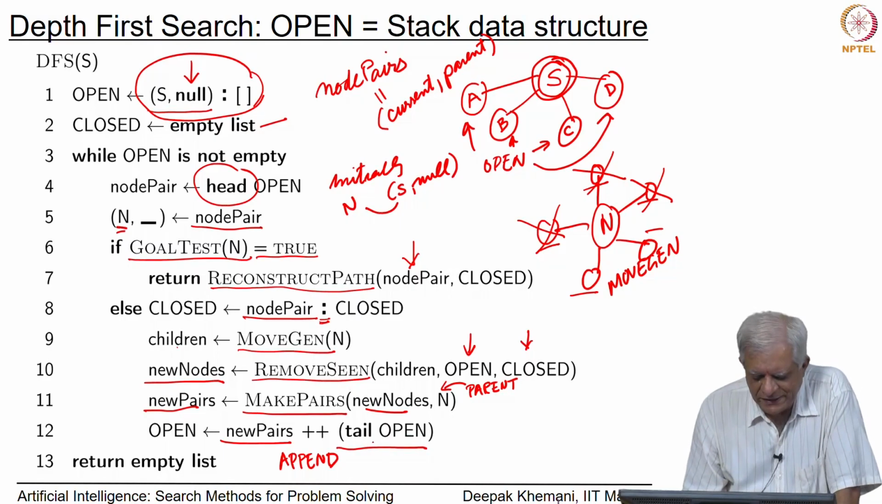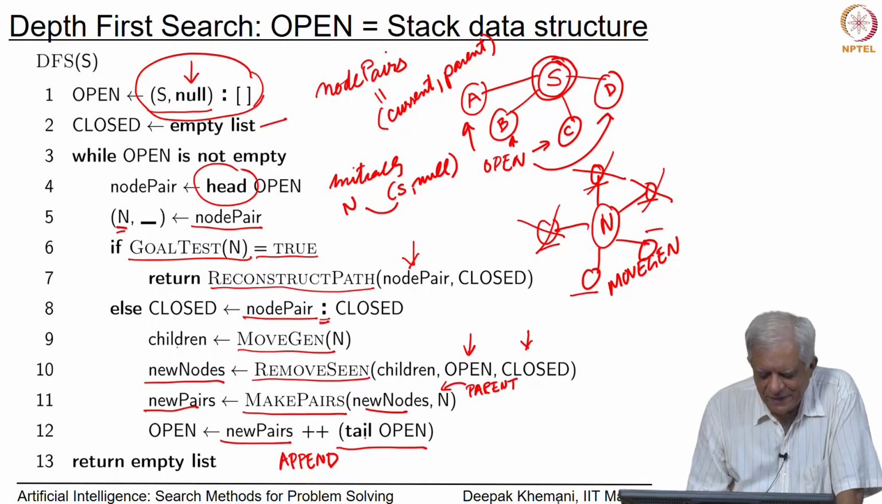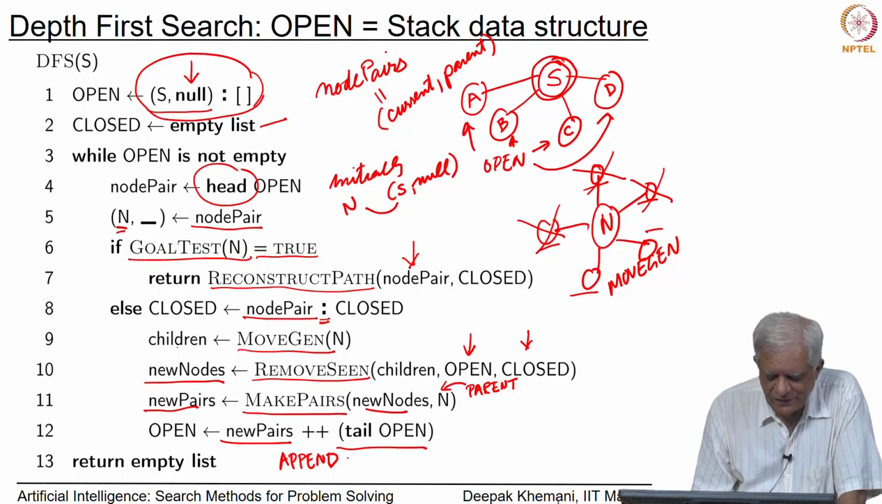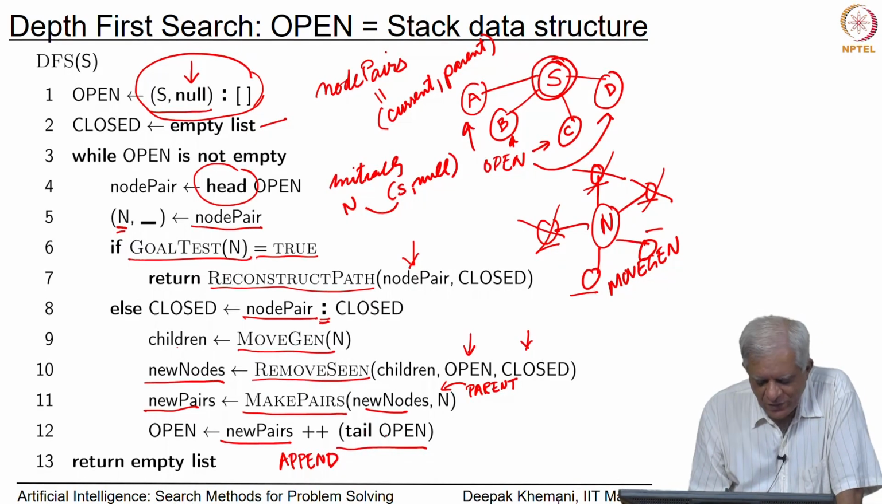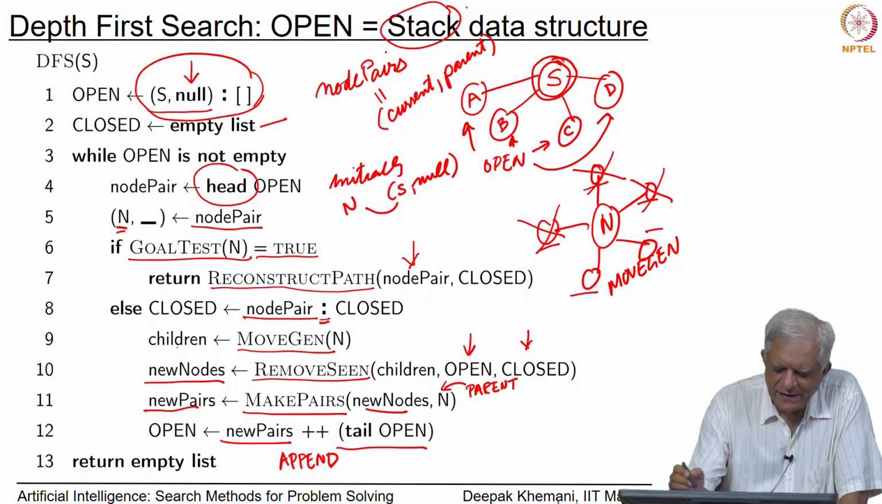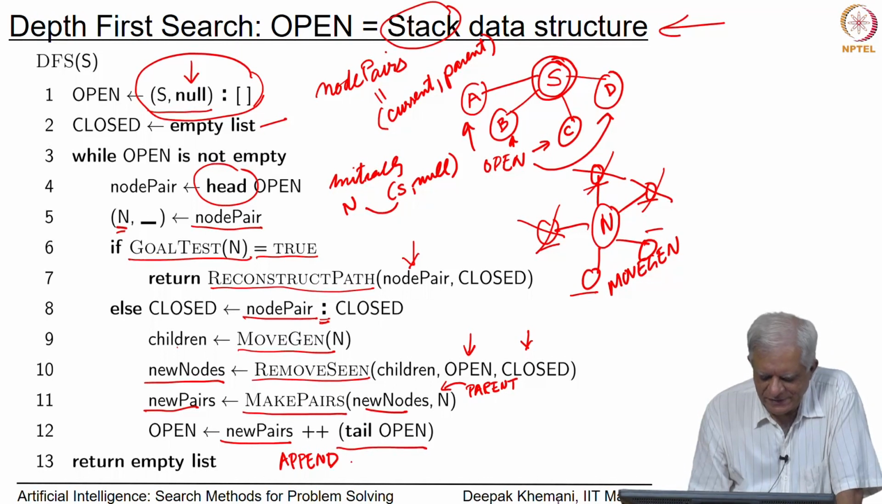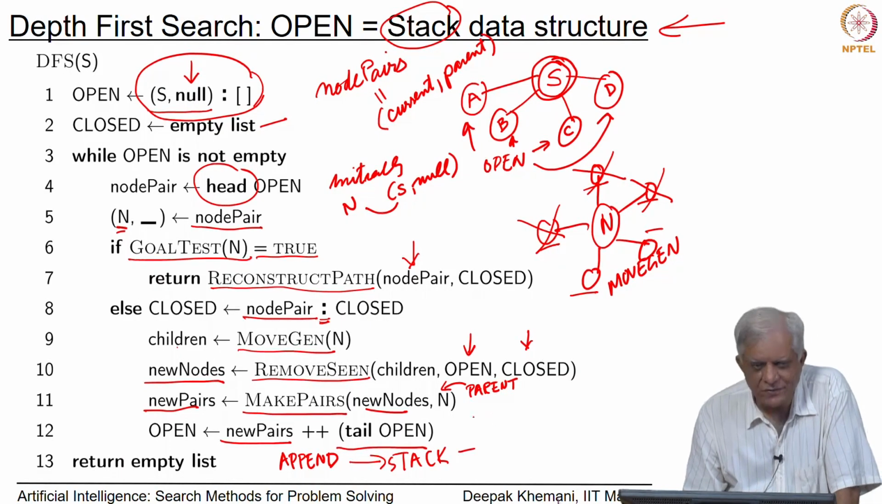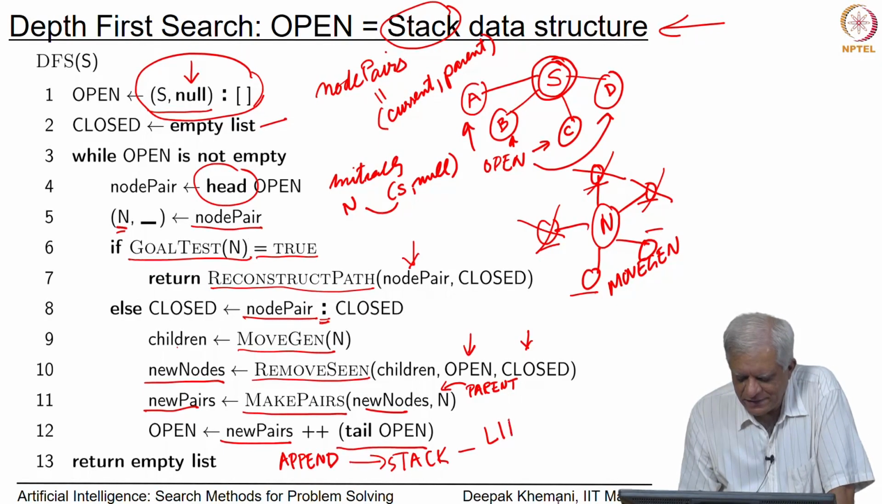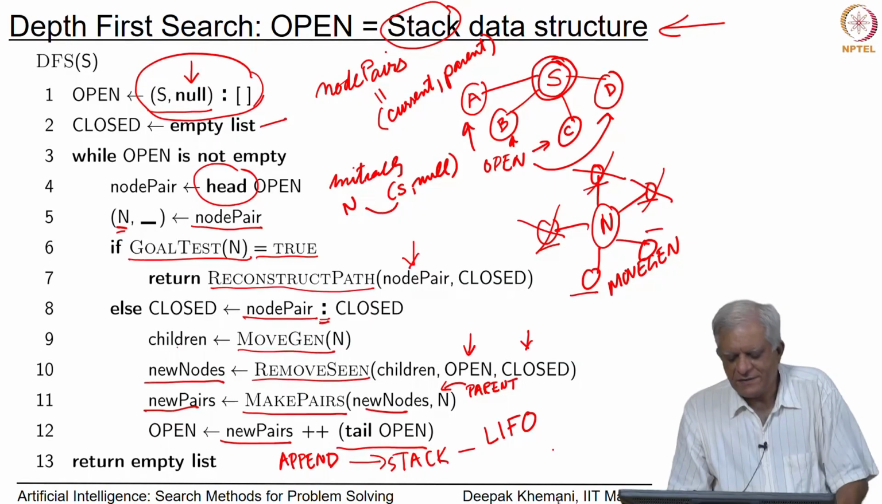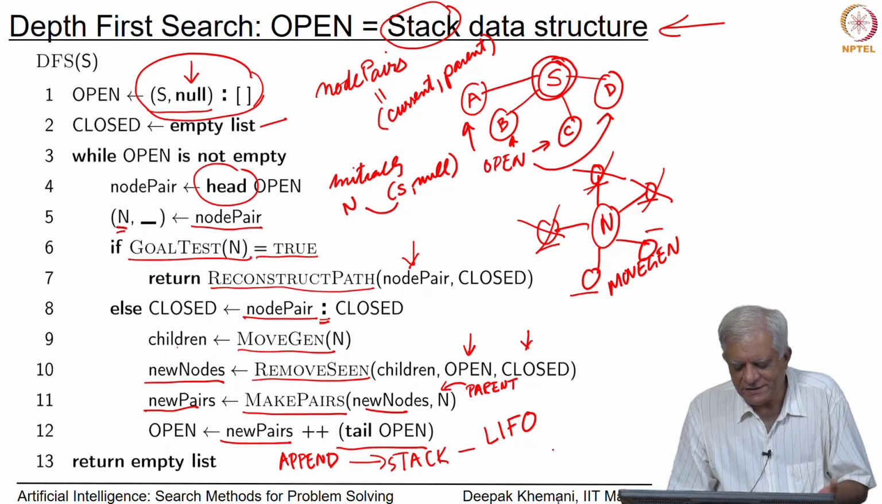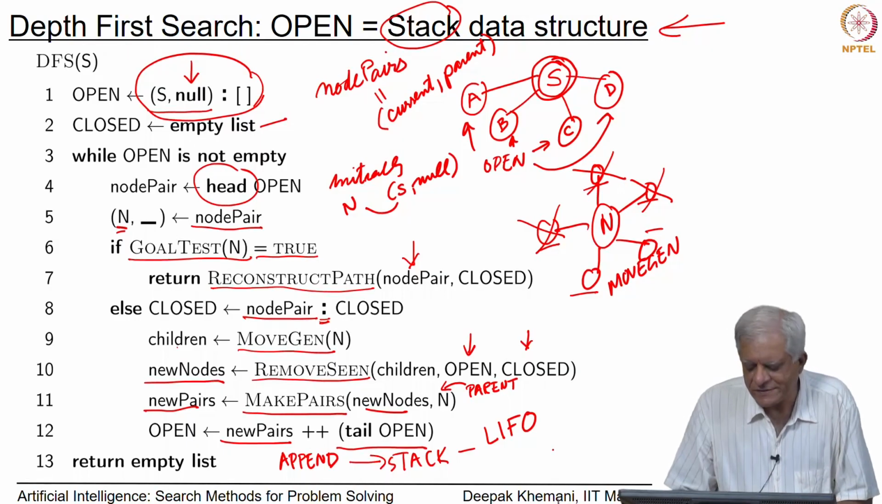Why do we use tail open? Because we have not explicitly removed that node pair from open. So, we just implicitly say we will work with the tail, and then these new things will be added at the head. So, when we add this at the head of open, then we are treating open as a stack essentially, and the properties of the stack, if you remember, are last in, first out, and the latest nodes that are generated would be inspected first, and we will look at how this behaves a little bit later.